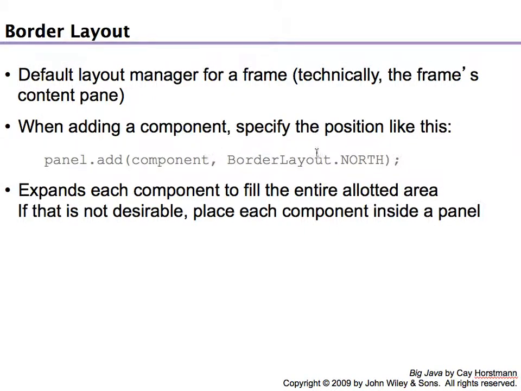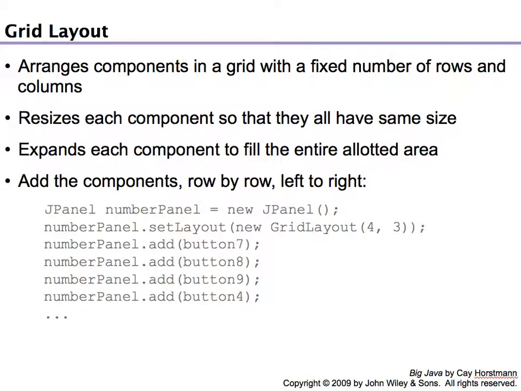When adding a component, you can specify the position by using a constant variable with the region name in the BorderLayout class. So this is a constant static variable. This is why you can access it from the class name directly. So when you add a component, you pass another parameter that has the region of the border layout that you want to add it to.